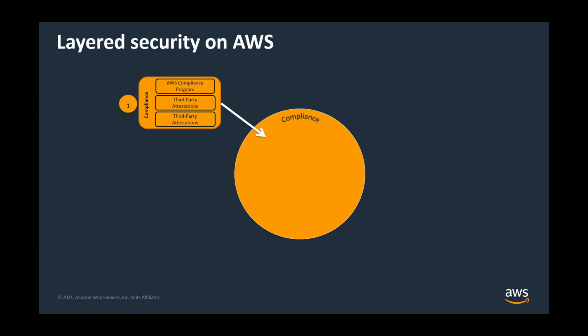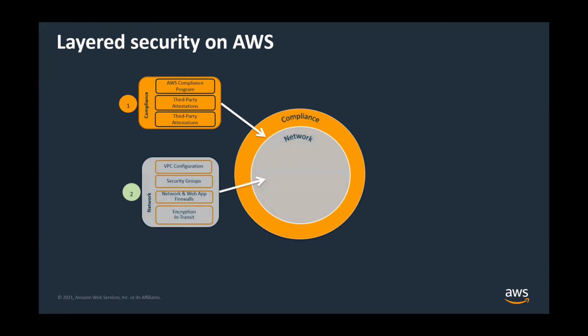If we start with a layered security reference architecture, the outer layer really is compliance. If you think about things like HIPAA, PCI, FedRAMP, these are compliance requirements you have to adhere to for your business, and that's going to drive your architecture. Once you know what those compliance or audit requirements are and what evidence you need to provide, that's when you get down to the next layer.